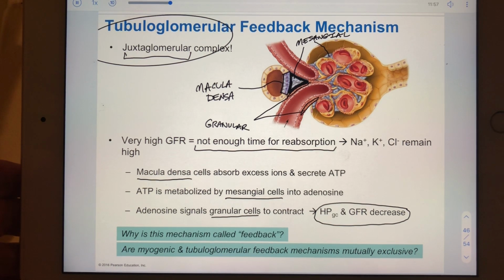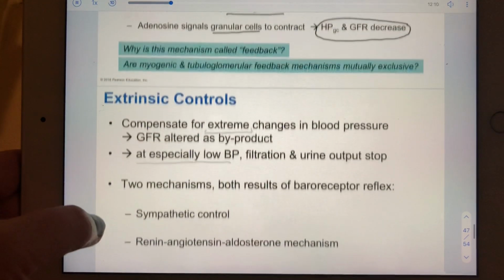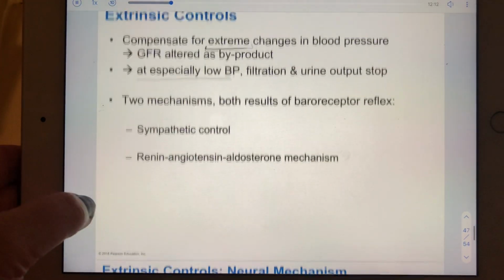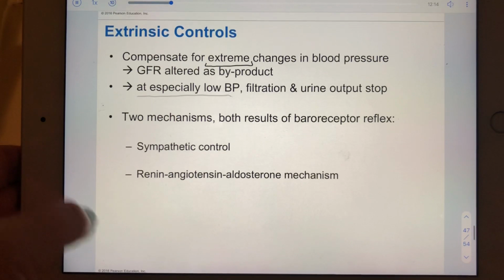And notice that at the bottom of the slide, I gave you a couple of thinking questions. And if we have time today, we'll come back to those. Let's look at our extrinsic controls. The extrinsic controls, again, are going to compensate for dangerously extreme changes in blood pressure, okay? And their goal is really to change blood pressure, but because glomerular filtration rate is a function of blood pressure, it also gets changed, okay?